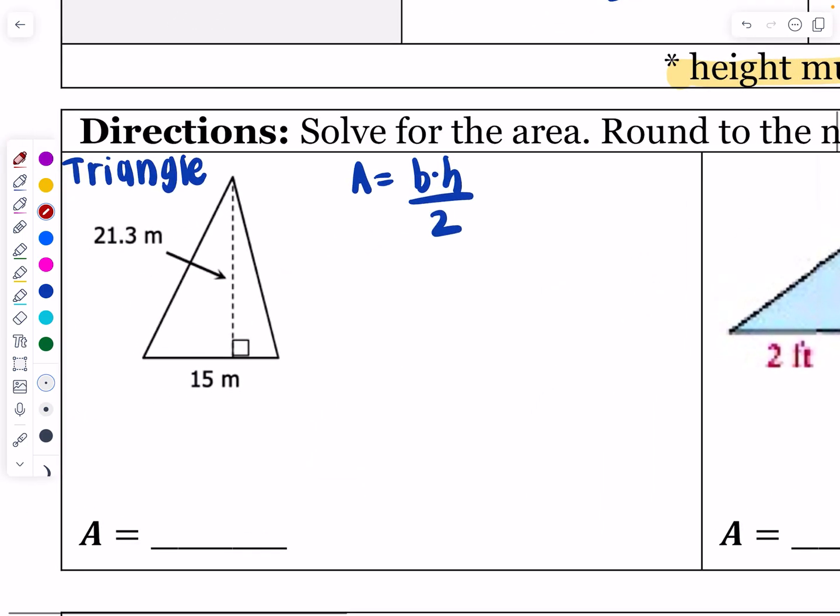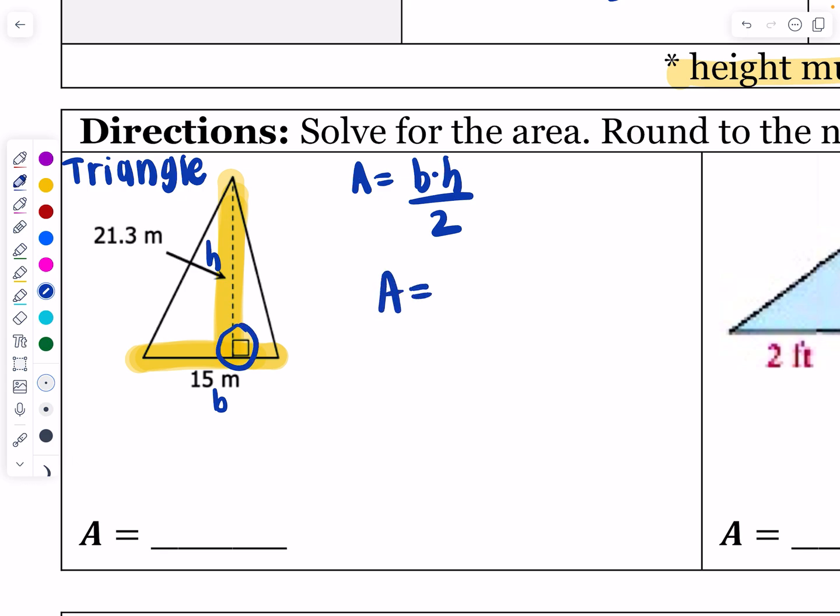Okay, so in this triangle, I'm going to look for that perpendicular mark. There's my right angle. So that means that the base, this side of the triangle, is one of the bases. There are actually 3 bases in this triangle, but the one that I'm given is 15. The height that corresponds to that is 21.3. So I'm going to fill in, there's my base, there's my height. They are, in fact, perpendicular to each other.